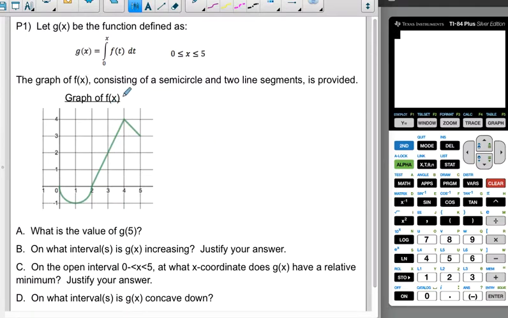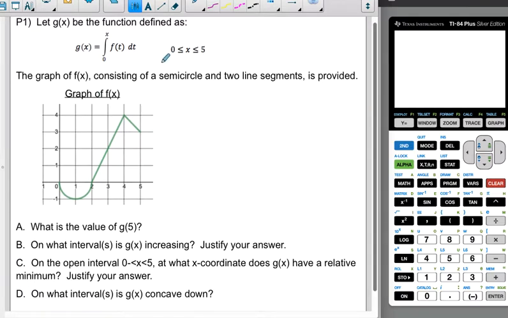So g of x is the integral from 0 to x of f of t dt, from 0 to 5. You can see the graph from 0 to 5 consists of a semicircle and 2 line segments. All right, so go ahead and pause me if you want. I'm going to walk through it.